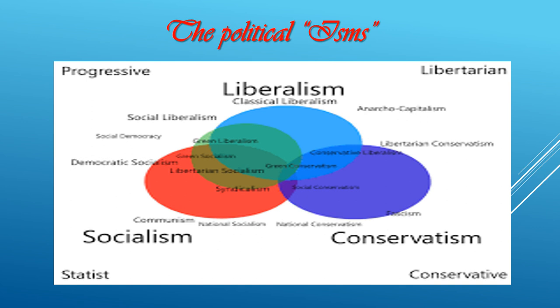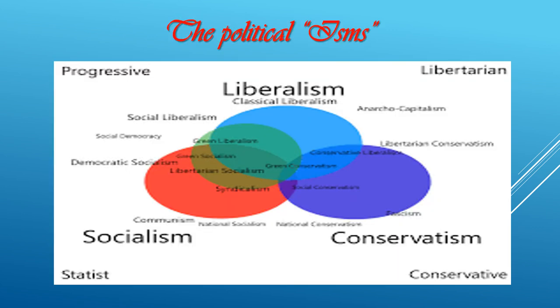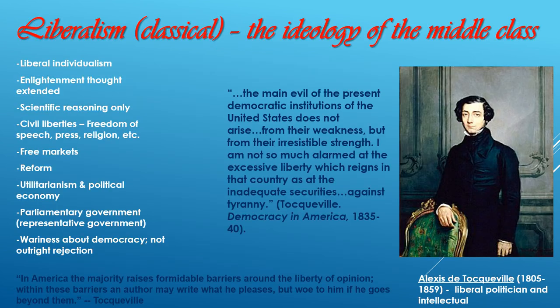The political isms, we see some of them on our screen here, but there's some more specificity here, which you don't need to really worry about. I just like that slide so that it is more complicated if we wanted to be more complicated. So let's take liberalism first. This is what we today call classical liberalism.